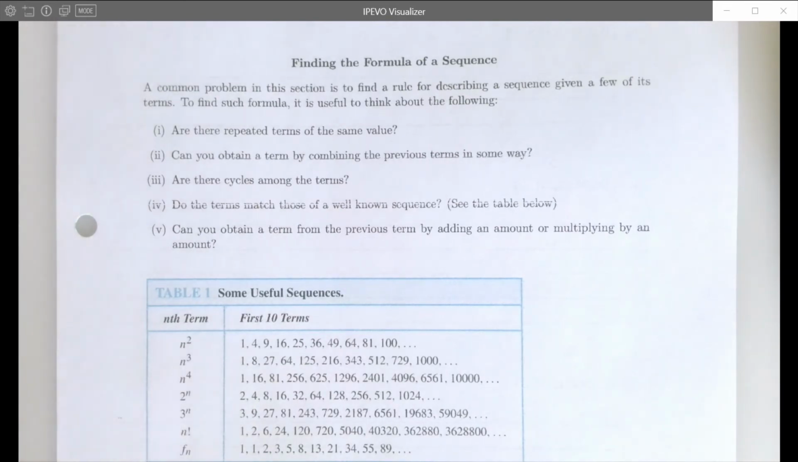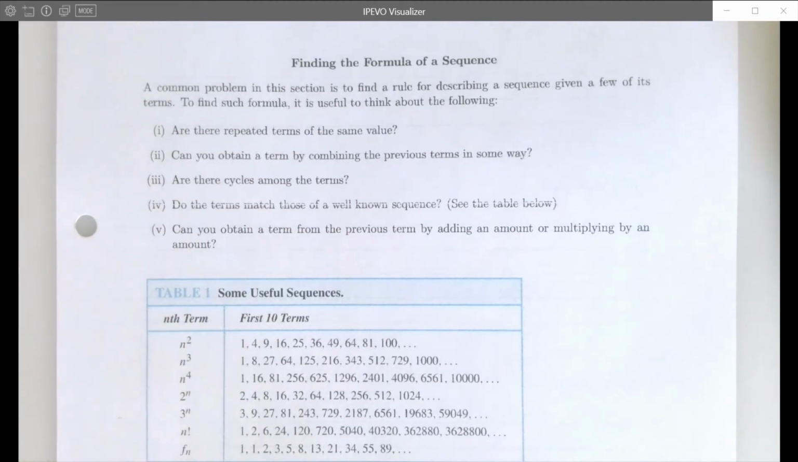You can also ask yourself, can you obtain a term by combining the previous terms in some way? So maybe you have to add the previous 2 terms or subtract the previous 2 terms, in which case we would have some type of recursive definition. Or the other thing is you can also potentially have an arithmetic sequence. Are there cycles amongst the terms? So maybe if you notice that one term is negative and the next one is positive and it keeps alternating between the two, again, that could potentially be like a -1 raised to the n.